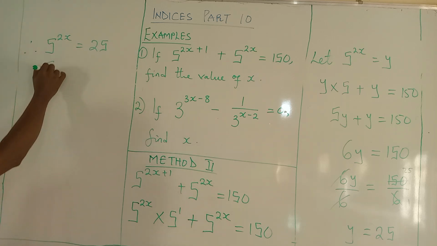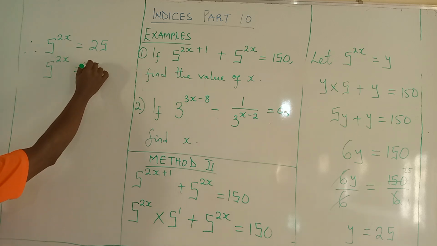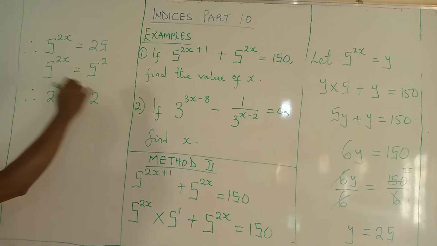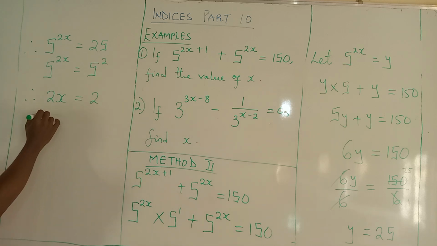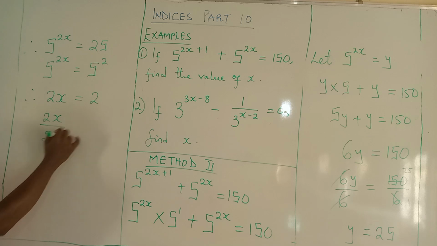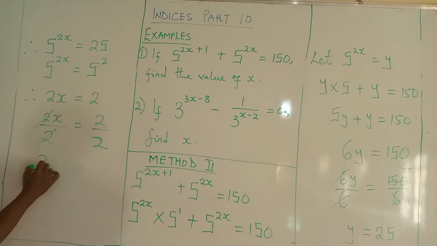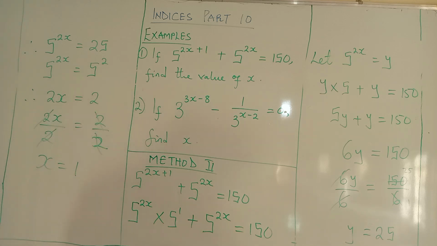And so from here, 5 raised to power 2x, 25 is the same thing as 5 raised to power 2. The base on the left hand side is equal to the base on the right hand side. So it therefore means that the power on the left hand side must also be equal to the power on the right hand side. And so if we divide both sides by 2, we'll have x is equal to 1. So that will give us the same answer as method 1.